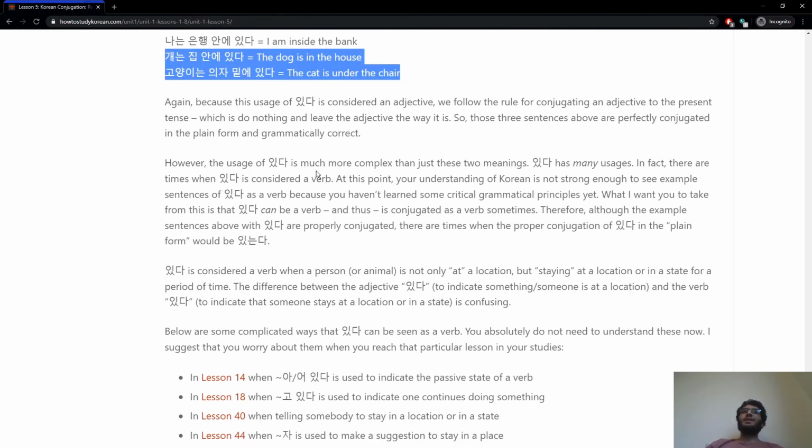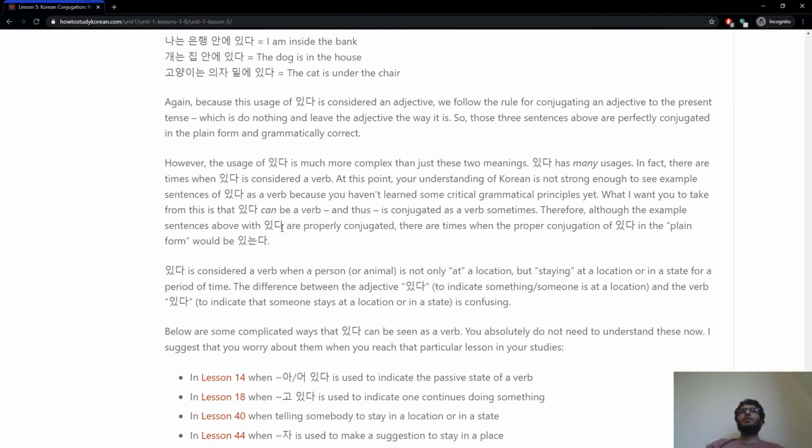However, the usage of 있다 is much more complex than just these two meanings. 있다 has many usages. In fact, there are times when 있다 is considered a verb. At this point, your understanding of Korean is not strong enough to see examples of 있다 as a verb, because you haven't learned a lot of the critical principles that we need. What I want you to take from this is that 있다 can be a verb, and thus it can sometimes be conjugated as a verb. Therefore, although the example sentences above with 있다 are properly conjugated, there are times when the proper conjugation of 있다 in the plain form would be 있는다.